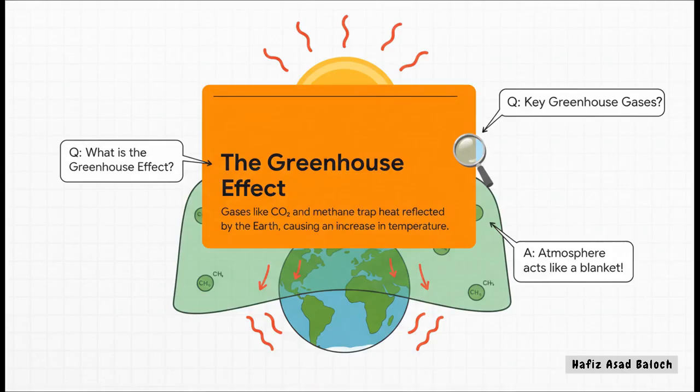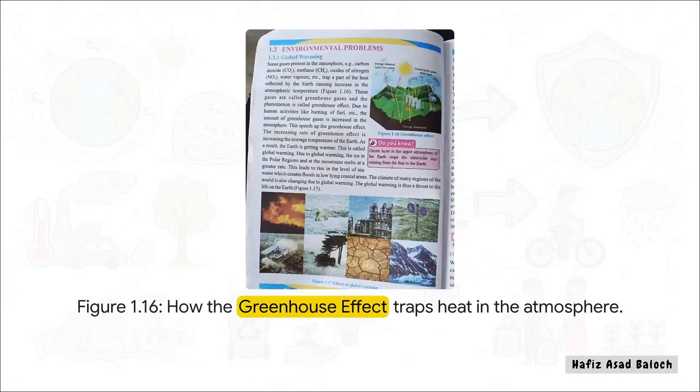Think of it like a blanket for the planet. This picture shows it perfectly. Sunlight comes down and warms up the Earth. Some of that heat then tries to escape back into space. But these greenhouse gases in our atmosphere act like a trap. They catch some of that heat and keep our planet warm. And a little bit of this is actually a good thing. The problem starts when that blanket of gases gets too thick.